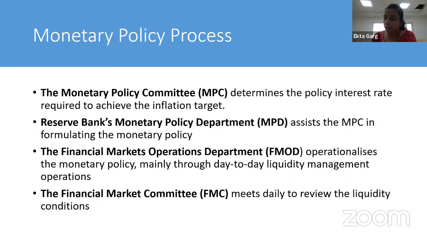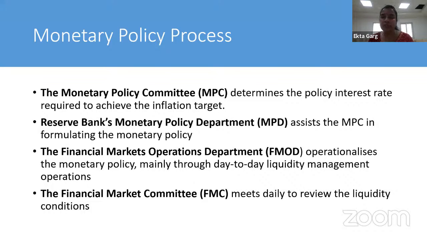Post that, since the repo rate has to be maintained and it has to align with the call money market rate, the financial market operation department has to operationalize the monetary policy through day-to-day liquidity management operations. So to ensure that we have properly managed the liquidity, if the repo rate is completely aligned with the call money rate, we can have an effective monetary policy.